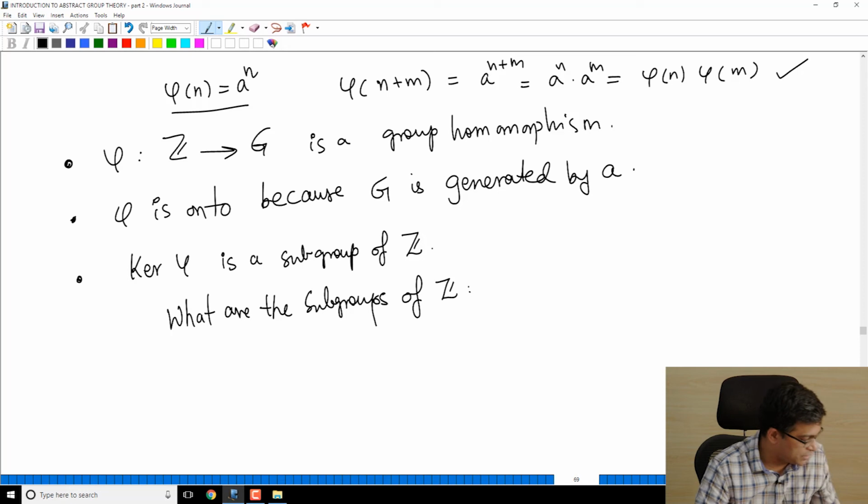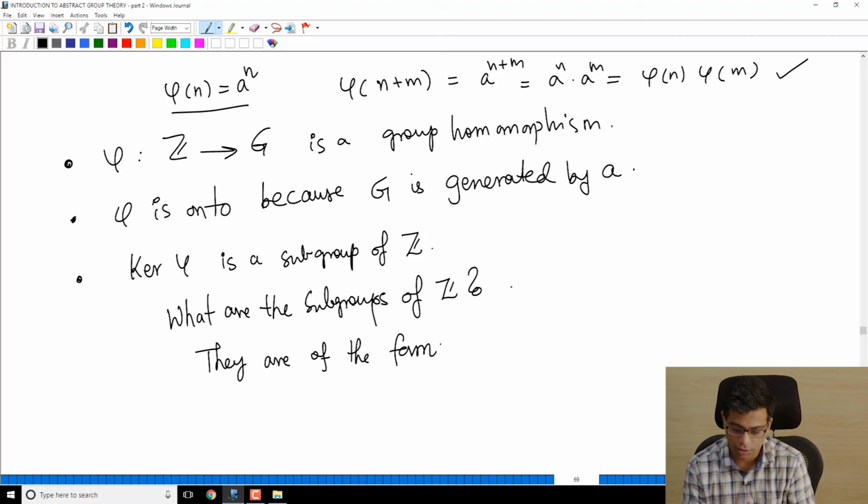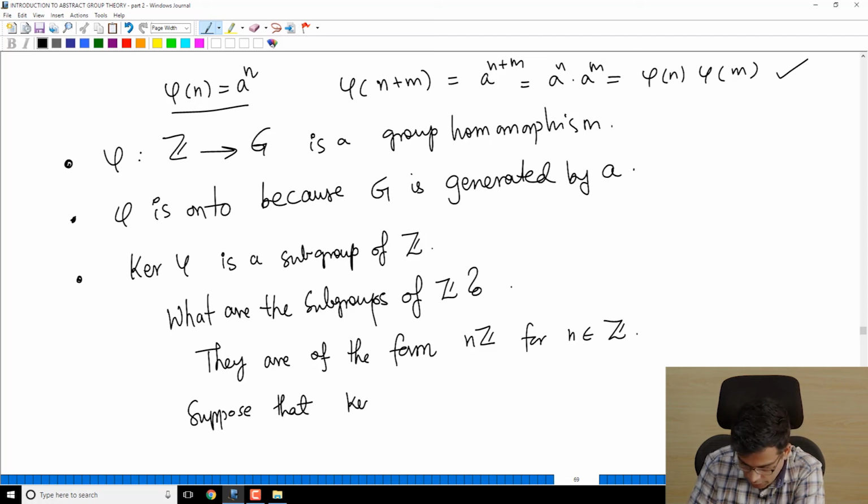And what are the subgroups of Z? We know that subgroups of Z are of the form nZ. I should use some new letter, but hopefully it's not confusing to use n again, though we have used n to denote an arbitrary integer. Now coming back to our specific kernel, the kernel of phi is nZ.